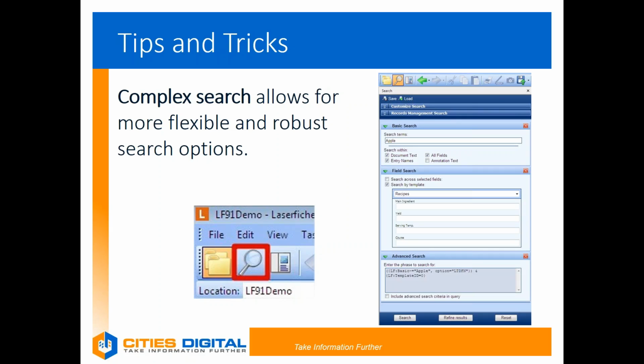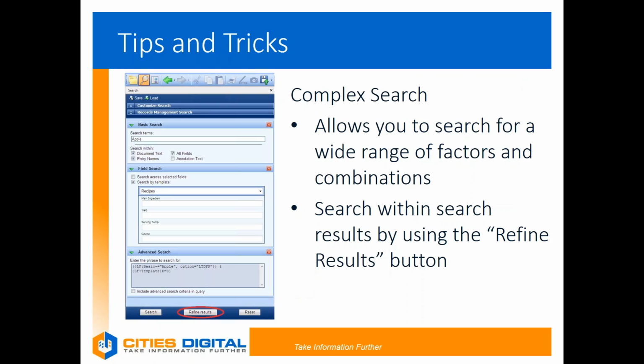Yes, awesome. So the search pane opens when you click the little search icon at the top of the toolbar, and it gives you a lot of different options, and it can be a little difficult to configure all of those, so we're going to go over the best way to do that. So as we already discussed, complex search allows for a way wider range of factors and combinations. So you can do searching within different metadata fields. You can search within text. You can search within folder paths and different files and different document types.